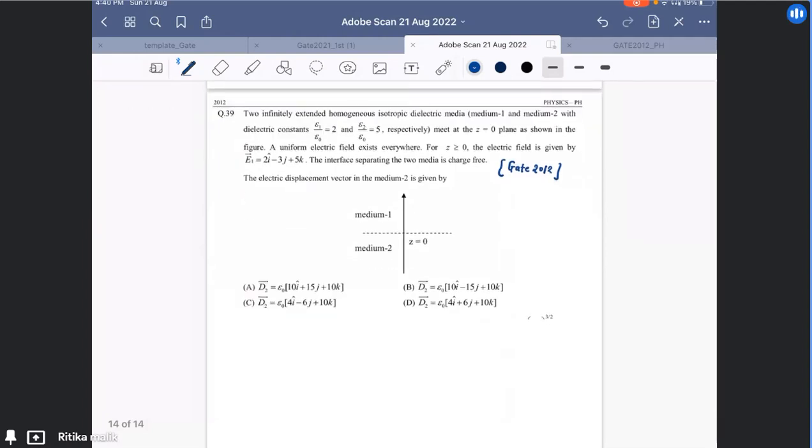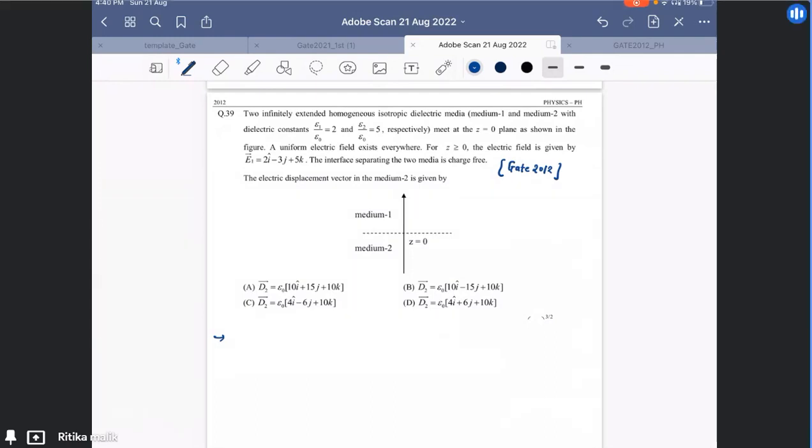I have collected questions based on this concept. This question is from GATE 2012. There is one more question that came in GATE 2014 related to this concept. We will do it in the next lecture, maybe I don't have time today.